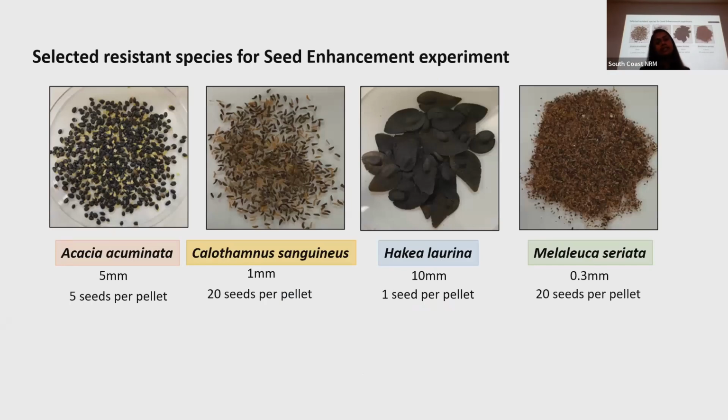So for my seed enhancement experiment, we selected 4 species which were tolerant to Phytophthora. Considering the fact that none of these seeds required any physiological manipulation, and they don't have any unwanted appendages that we need to get rid of, we decided to use extruded pellet as the seed enhancement for these species.